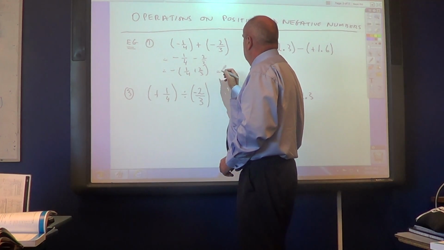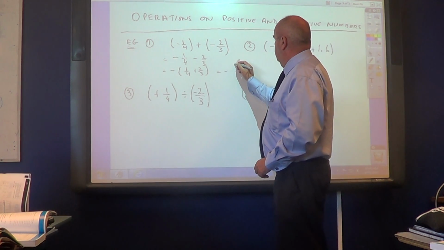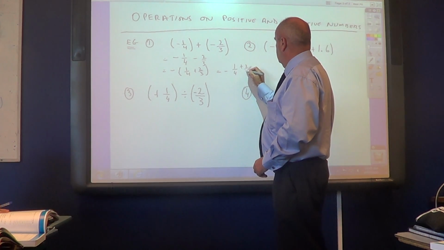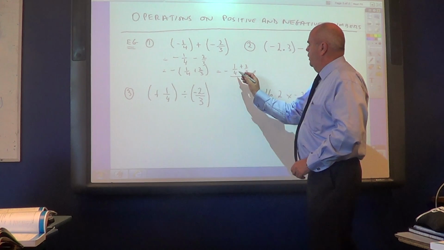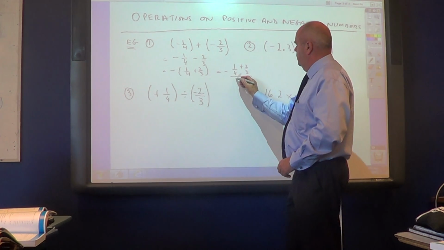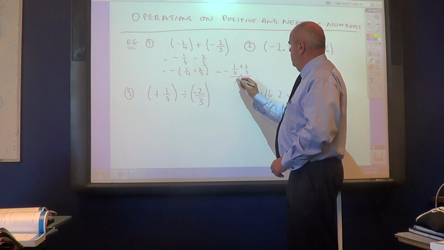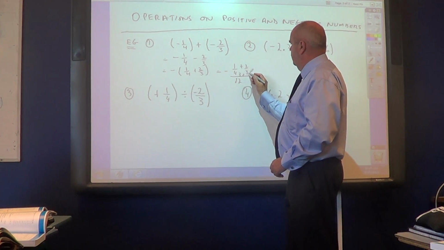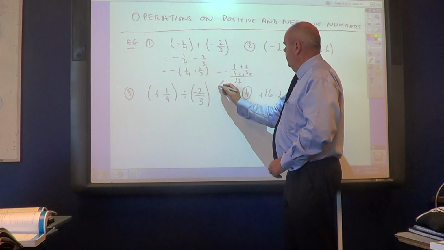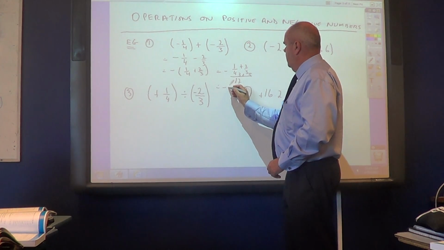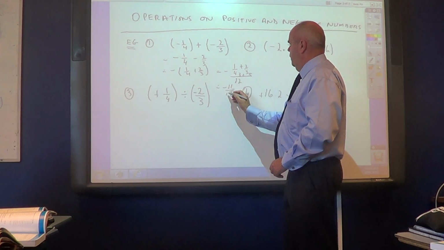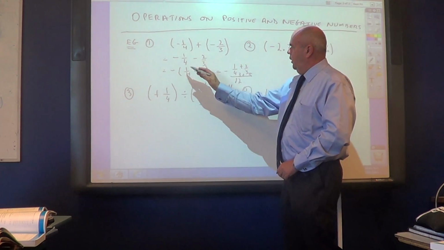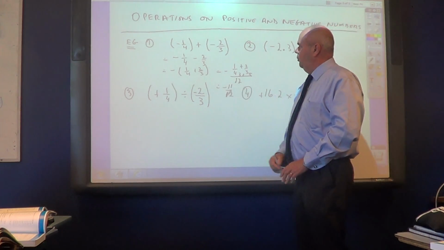Now here, we can add these fractions in the usual way, so that I go 4 times 3 is 12, 3 times 1 is 3, plus 4 times 2 is 8. So my answer is going to be negative 11 over 12. Negative 11 over 12. Sorry, that's a bit hard to follow. But that's my answer there.